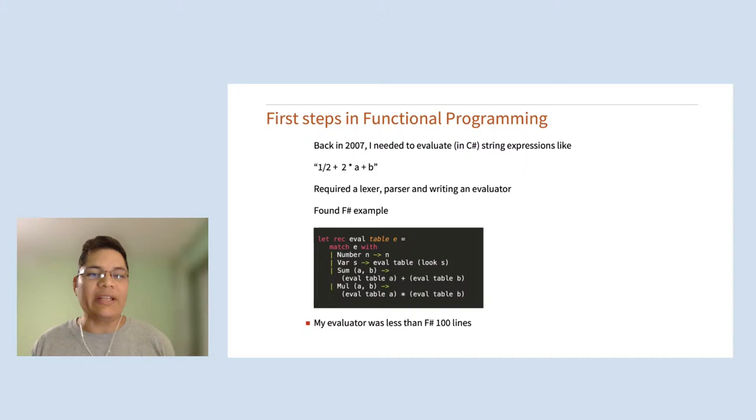And I found this programming language called F#, and there was an example. Unfortunately, I couldn't find the exact post, but it was something like this. It was basically what I needed to do: writing a lexer, a parser, and an evaluator. The code was super short and super elegant, so it was really interesting for me. That was the point where I got hooked on functional programming. Following this, my evaluator ended up being about 100 lines of F# code.